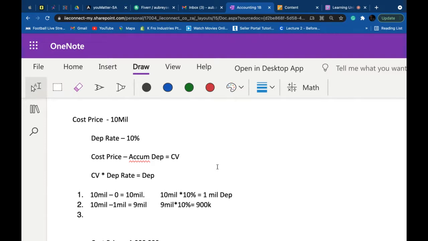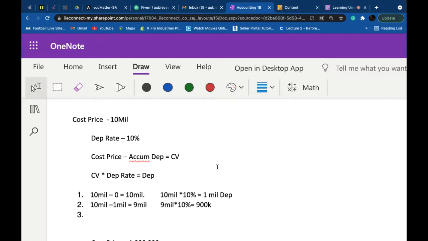Then in year two, this time we know that the cost price is 10 million, but we do actually have accumulated depreciation because we've had this asset for a year now, because we're sitting over in year two. So that 1 million depreciation that we had in year one, we're now subtracting from the cost price to get our carrying value. This is the net realizable value, or the value we can sell this asset at, ideally. Because someone might say, I can't pay 9 million. I'm willing to give you 7.5. Tough. So 9 million times 10%, you can see, gives 900,000 depreciation for year two.